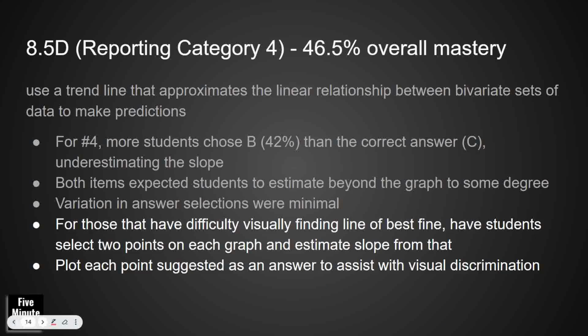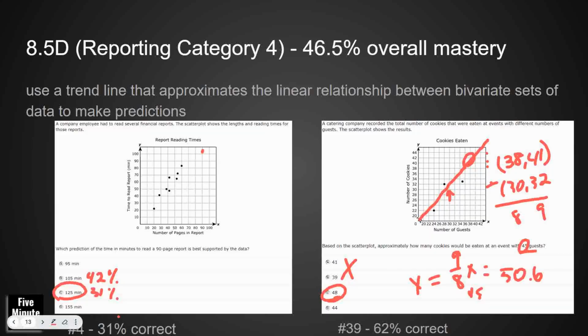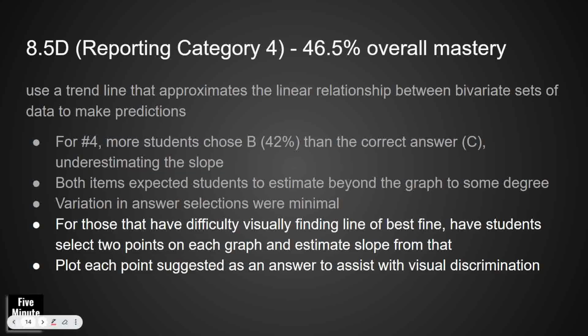Both of these items expected students to estimate beyond the graph to some degree, and the variation in answer selections was minimal. Look how close these were. We only had a 20-point difference between B and C. A and C were both incorrect, but there's only a 2-point difference between those two. And even these two that we were struggling between, 48 and 44, that's only a 4-point difference. So we've got to get pretty precise with these.